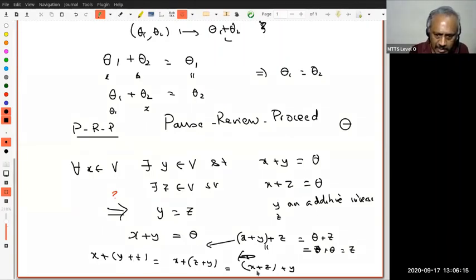But what is x plus z? That is theta. Therefore, this is theta plus y. But what is theta plus y? It is y. So what did we get? The left side x plus y plus z, we showed it's y. But x plus y plus z is theta plus z, which is equal to z. Therefore, we got y equal to z.